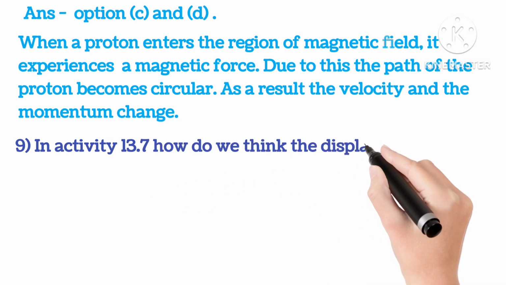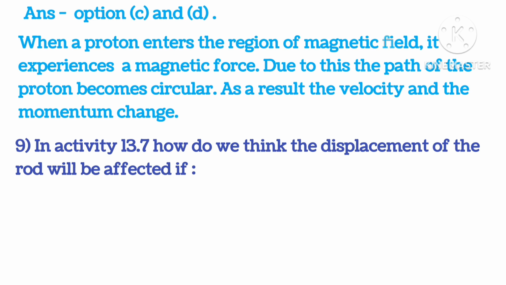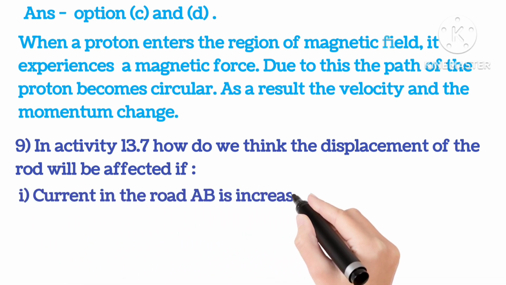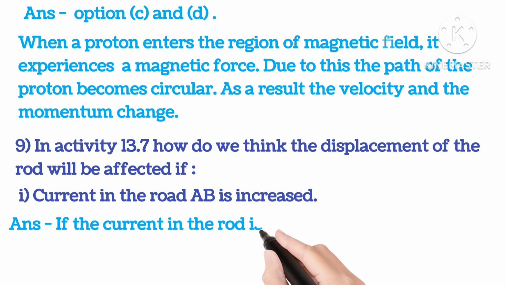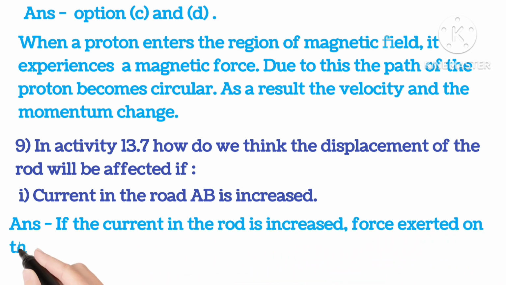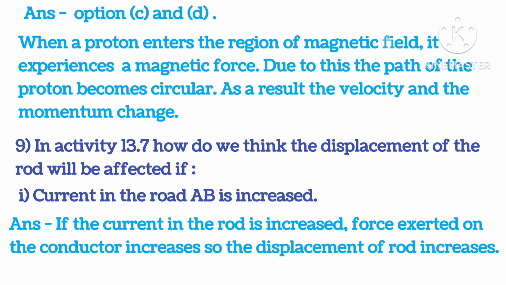In Activity 13.7, how do you think the displacement of the rod will be affected if the current in the rod AB is increased? If the current in the rod is increased, the force exerted on the conductor increases, so the displacement of the rod increases.